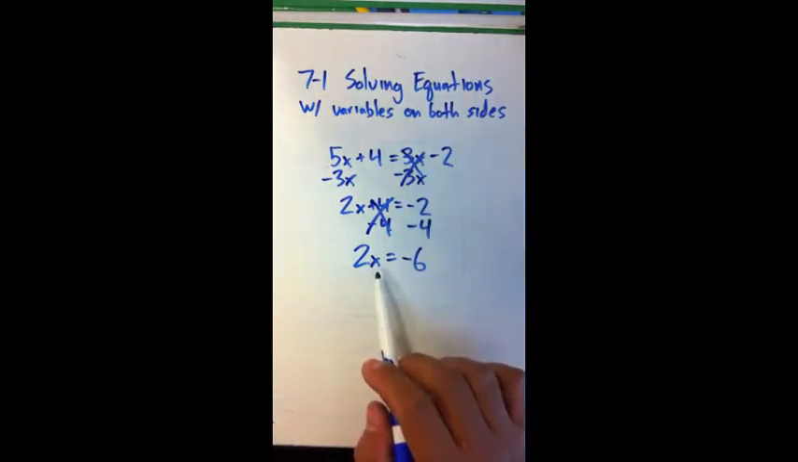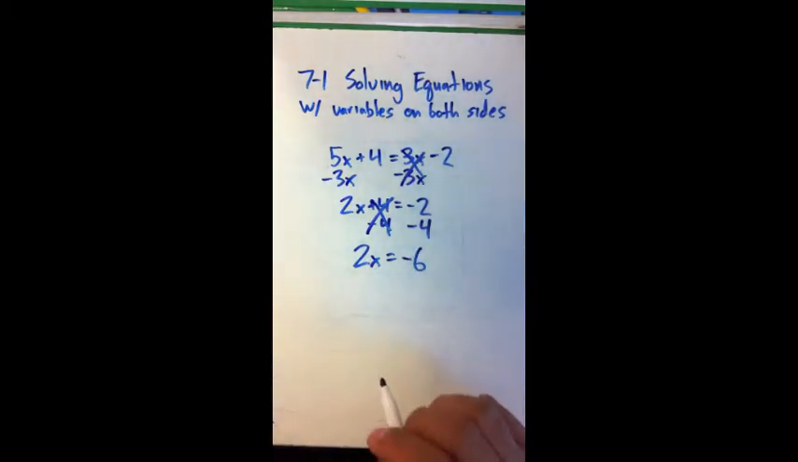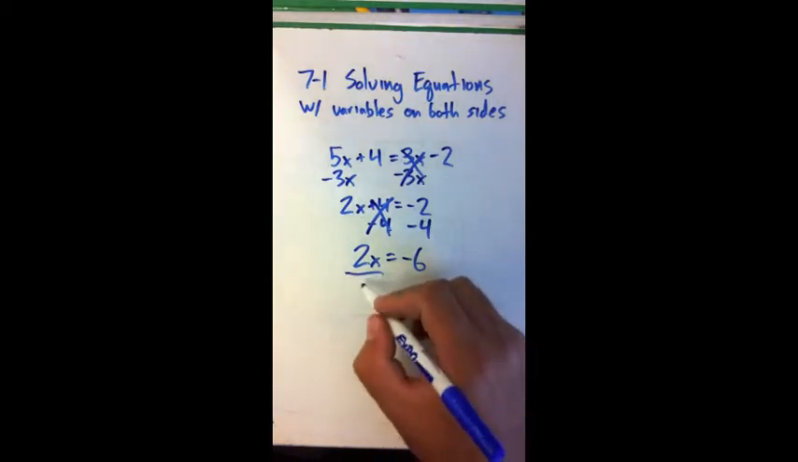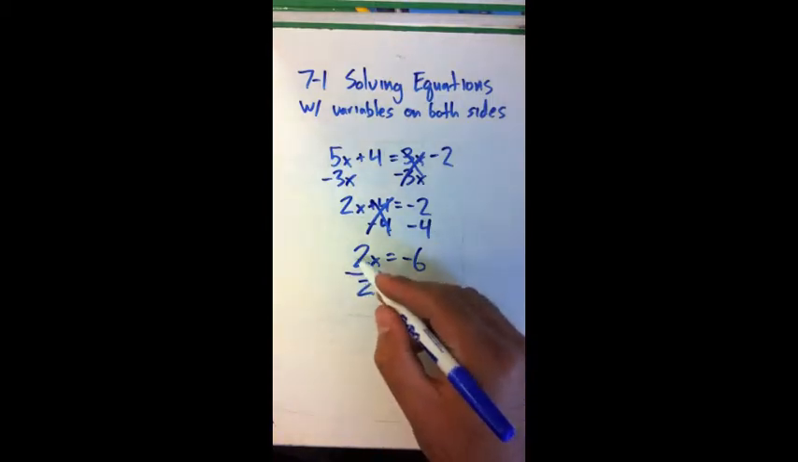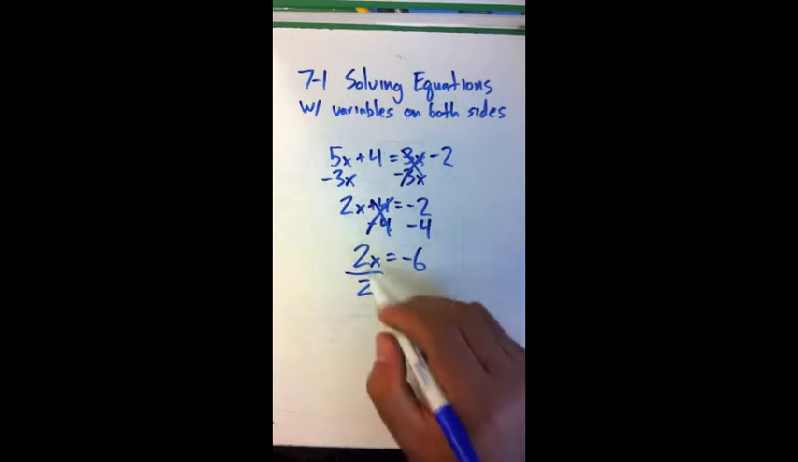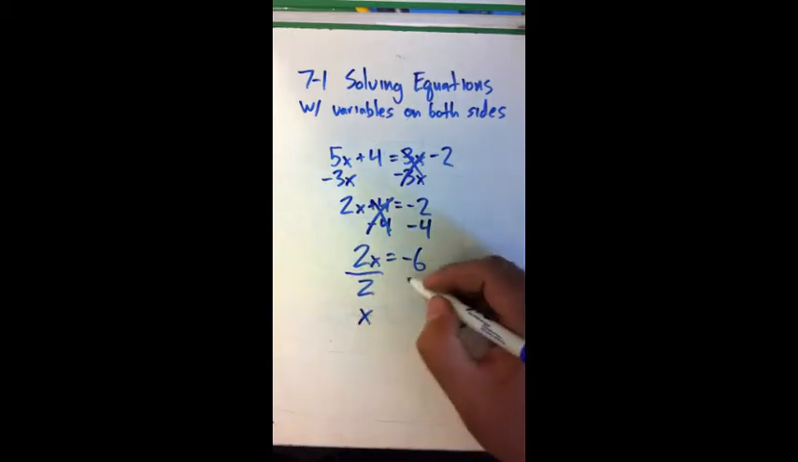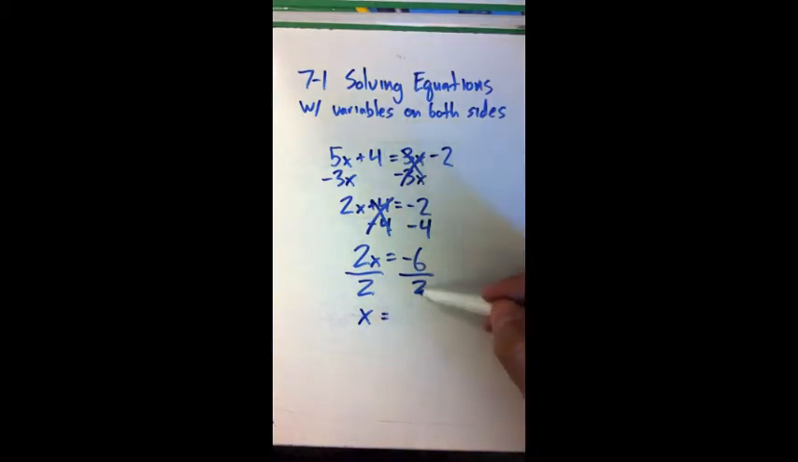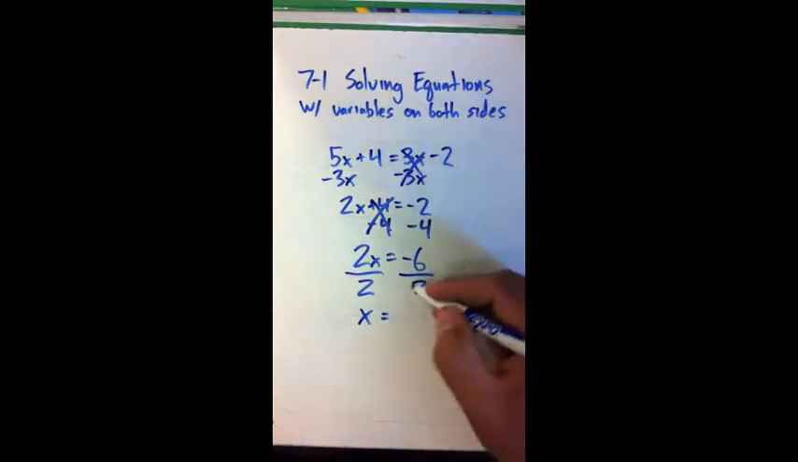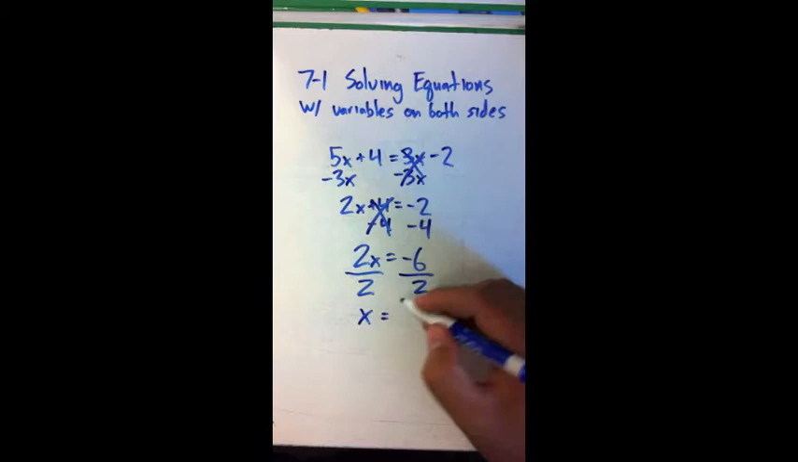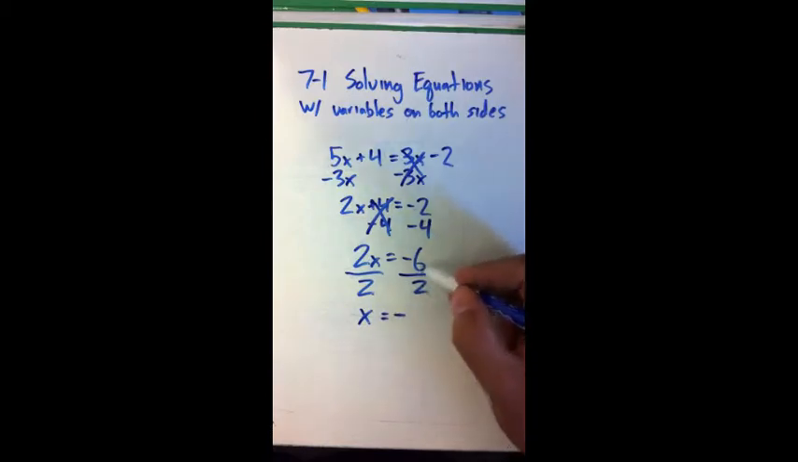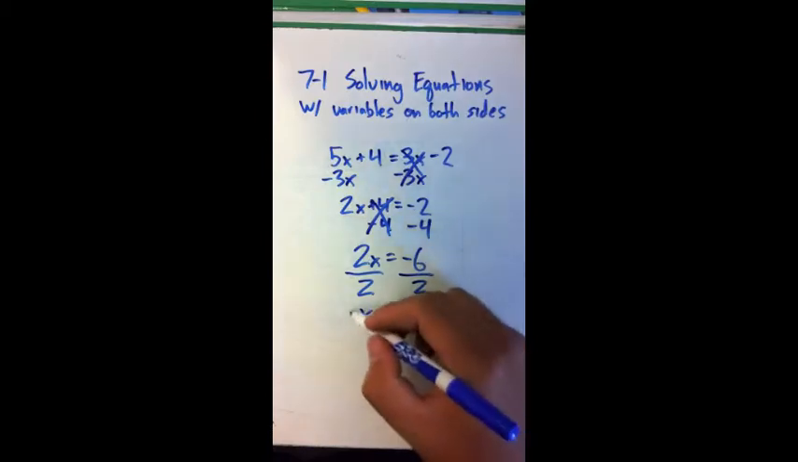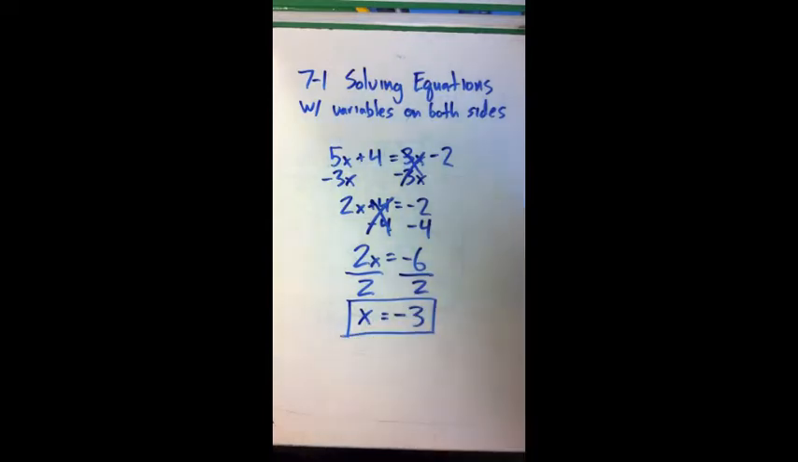And then we still do not have the variable by itself. So what we need to do here is divide by 2, because 2 divided by 2 will give us a 1 and an x, so 1x. And what we do to one side, of course, we do to the other. 2 divided by negative 6 is going to be, well, first of all, positive divided by negative is going to be a negative. And 2 divided by 6 is going to be 3. So that's your answer for that one.